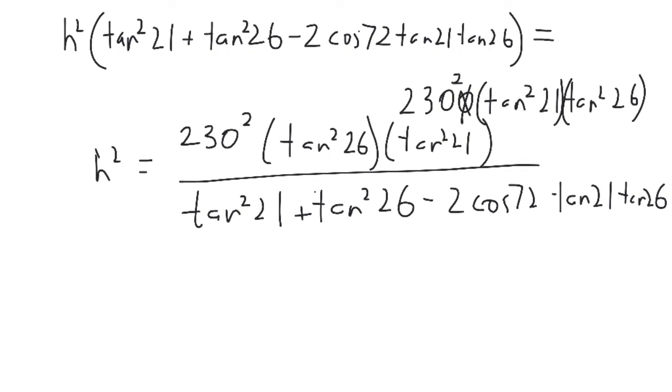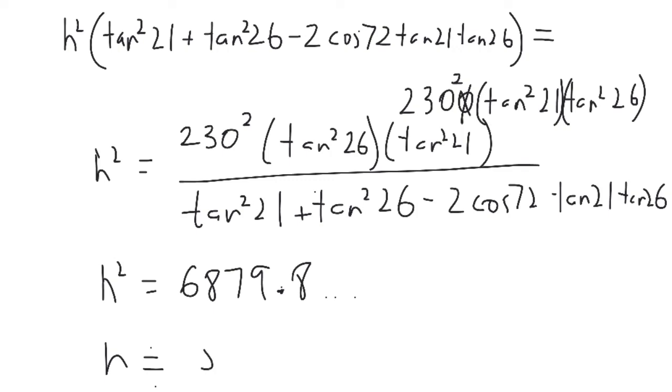What we end up with for h squared after all that is 6879.8, and we take the square root of that, and h is approximately 82.94 meters, to 2 decimal places. Now I'll give it to you, that is a lot.